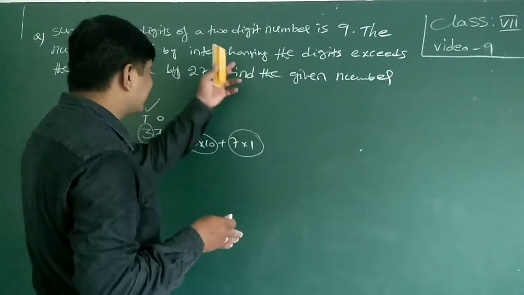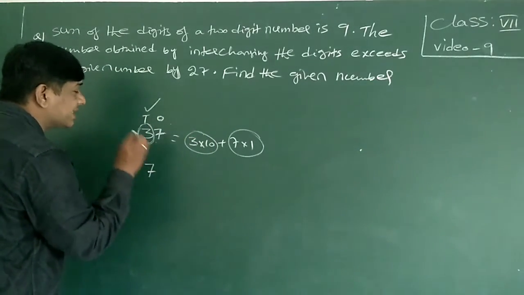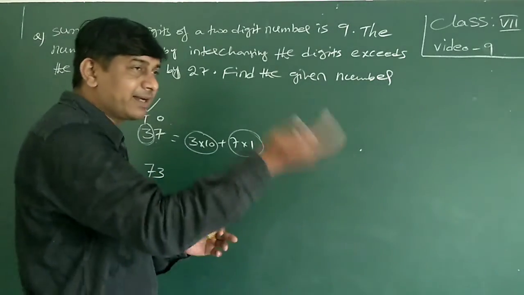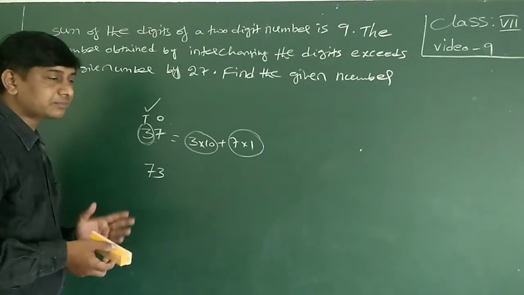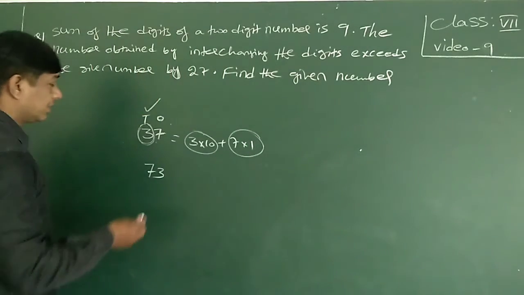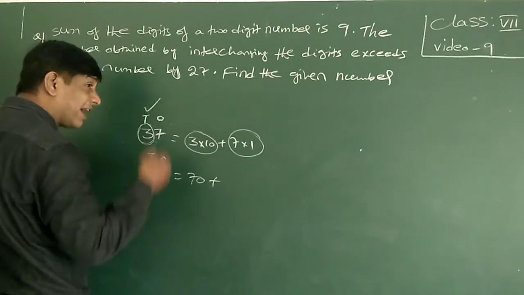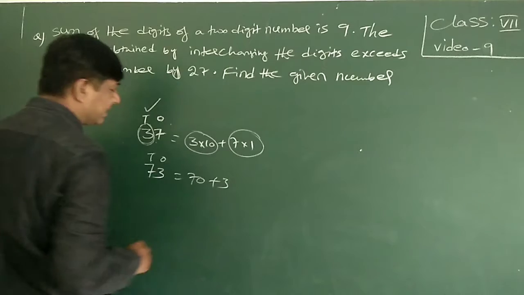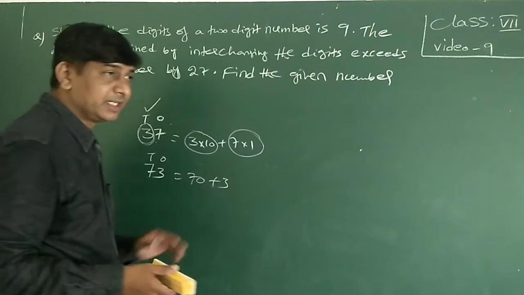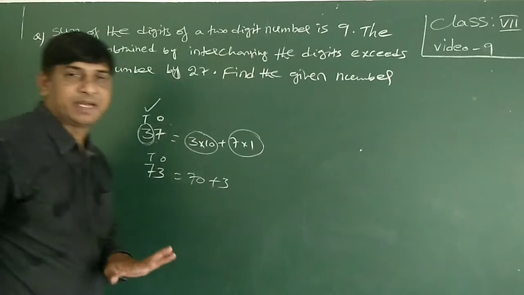Next concept is another word they use: interchanging. Interchanging means 7 will come in tens place, 3 will come in units place. Interchange: left to right, right to left. Left becomes right, right becomes left. Now if you interchange, the number value also will change. 70 plus 3, like this you get. When you interchange, the value of the number will be different. It will always change. Remember, understood this concept?